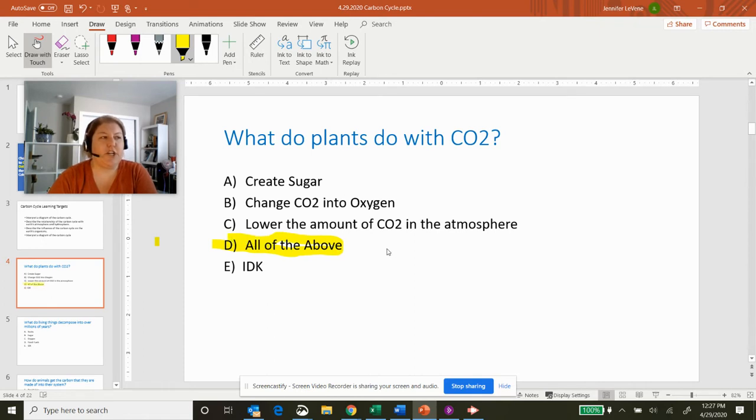So they create sugar through photosynthesis. They change the carbon dioxide into oxygen. And they lower the amount of carbon dioxide in the atmosphere because they're taking it out and changing it into oxygen.